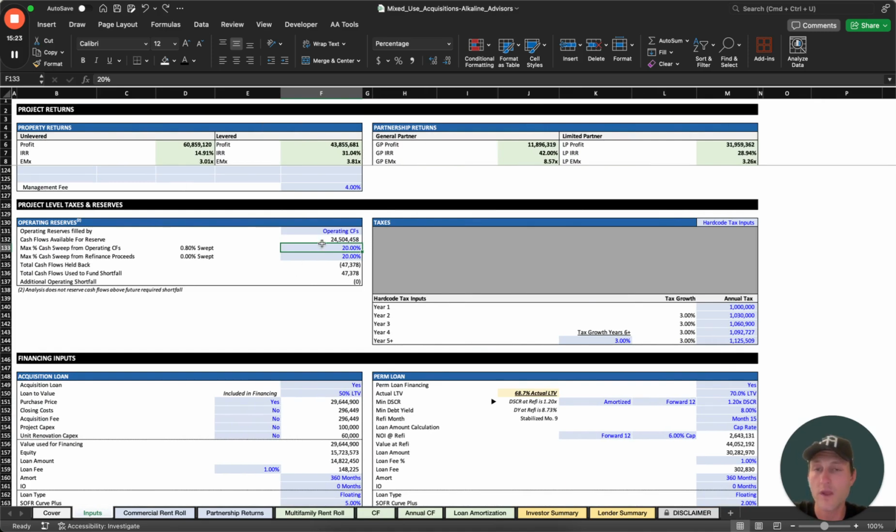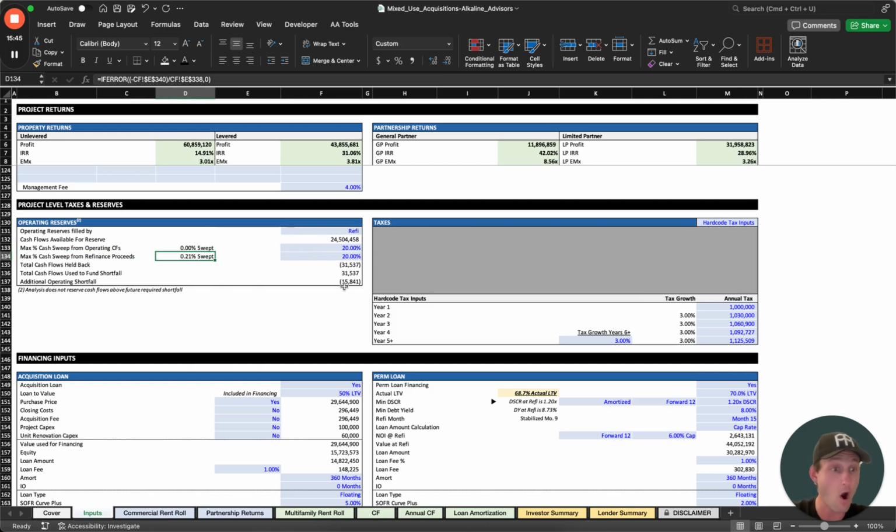We're covering all of the operational shortfalls that we have, so we never have to come out of pocket to pay the shortfalls. Similarly, if we don't want to ever sweep operational cash flows, we could say, let's just sweep from refi. If we just sweep from refi, you'll see we have nothing swept at operational cash flows. Here we have about 0.2% swept at refi.